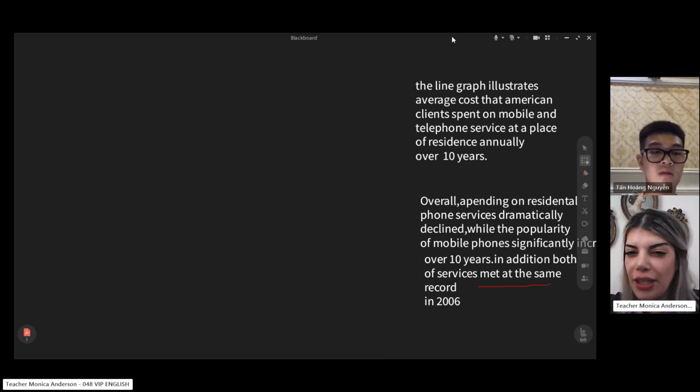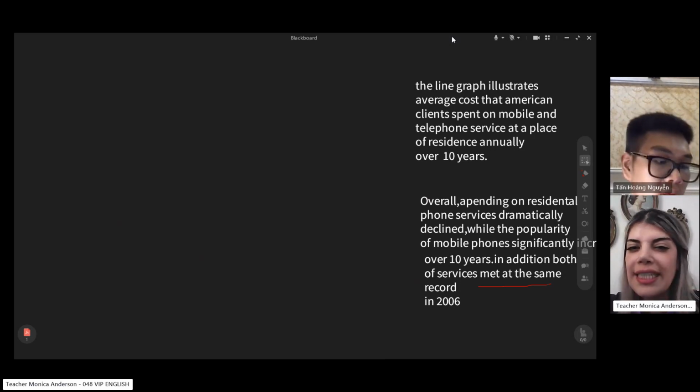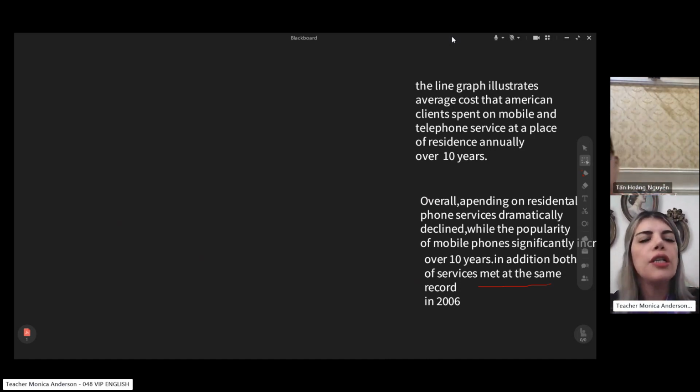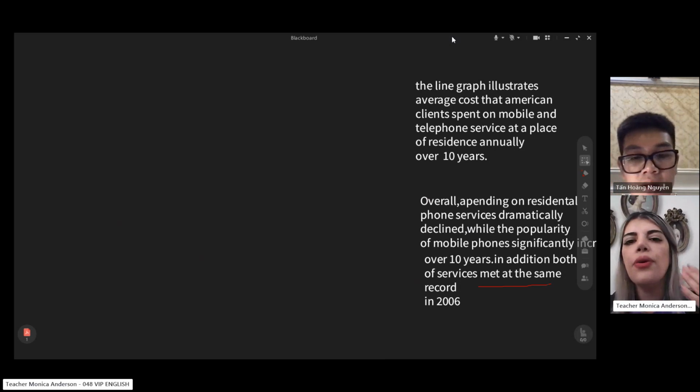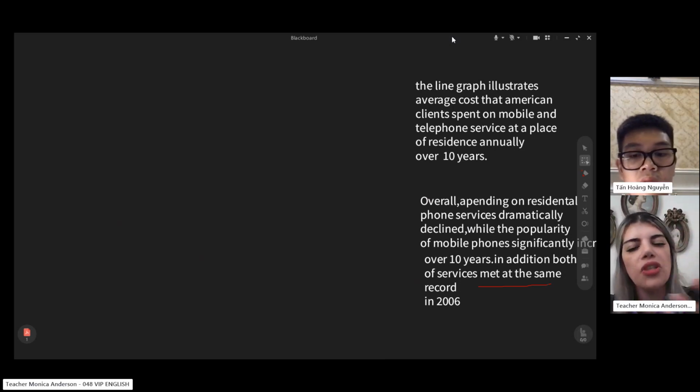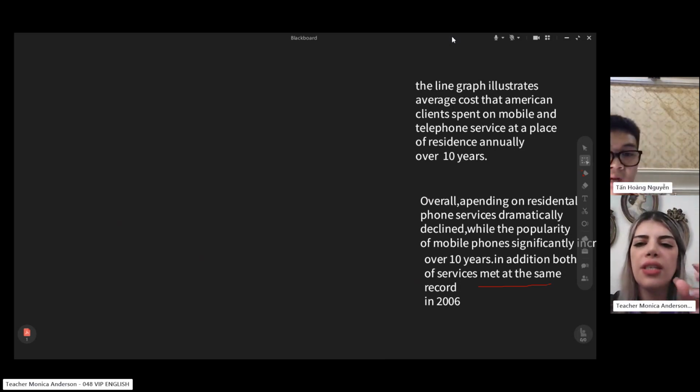As I heard, you gave more details that actually should be given in the main body, not the overview. Overview is your general idea. Just this. We don't have extra information. For example, if the line is increasing, just say. If it's decreasing, just say. If there is any sharp change, just say. No more than that, okay? You don't need more.